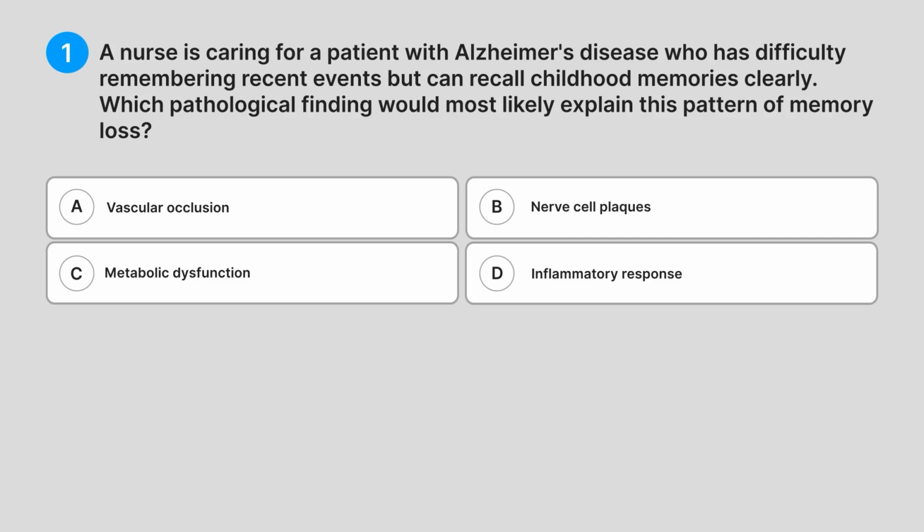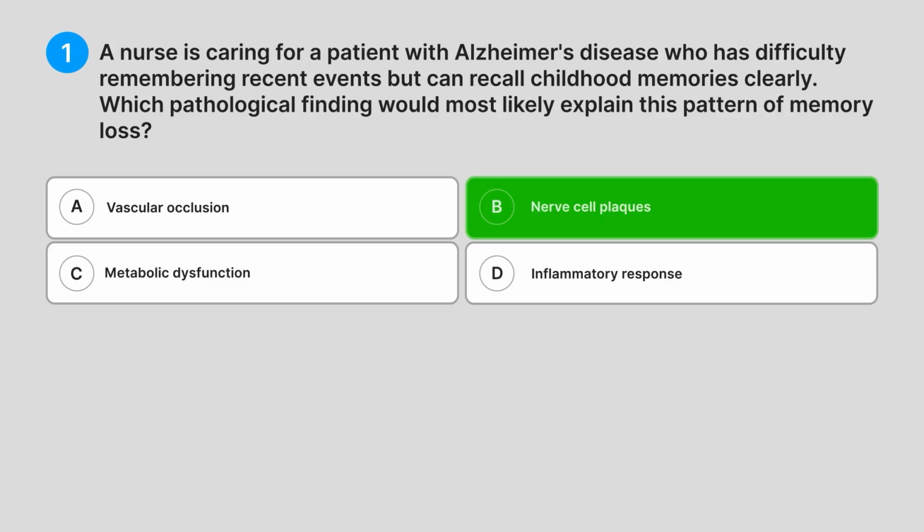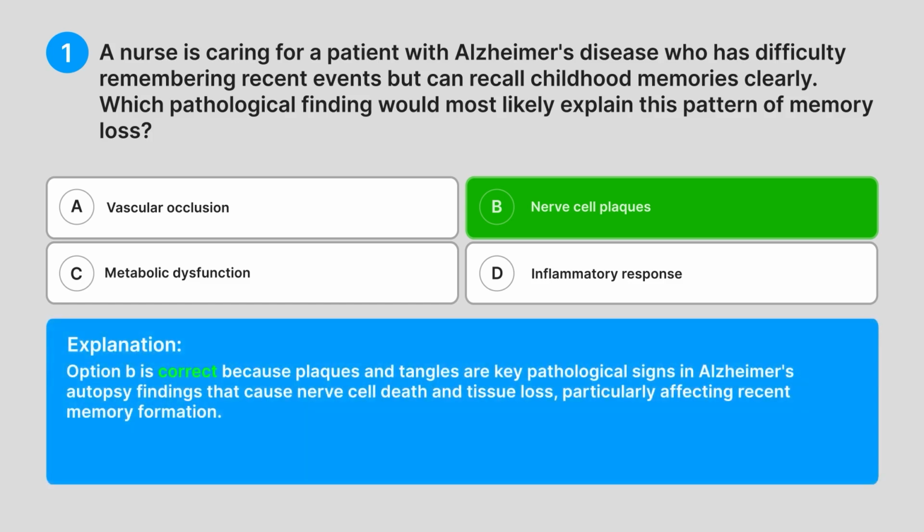Correct answer, B. Nerve cell plaques. Explanation. Option B is correct because plaques and tangles are key pathological signs in Alzheimer's autopsy findings that cause nerve cell death and tissue loss, particularly affecting recent memory formation.